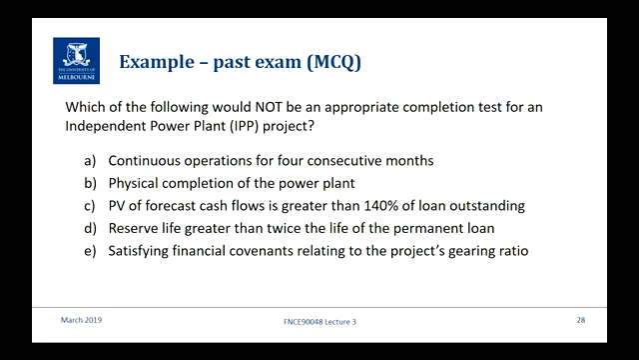Physical completion of the power plant, well, surely that's a minimum requirement. So physical completion, yes, that's a valid test. Continuous operations, is 4 months okay? Very confident nods here in the front. Absolutely. You're correct. So what do we reckon it is? We're down to D and E.